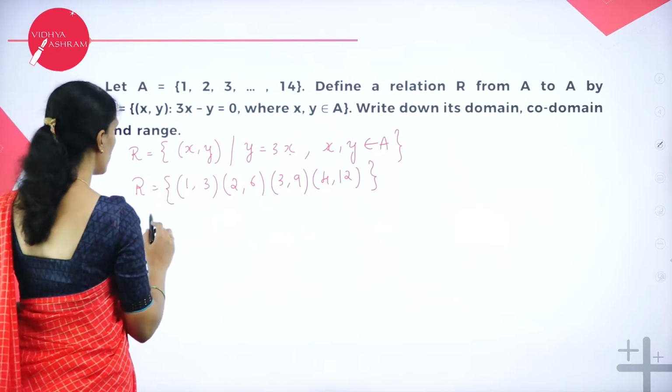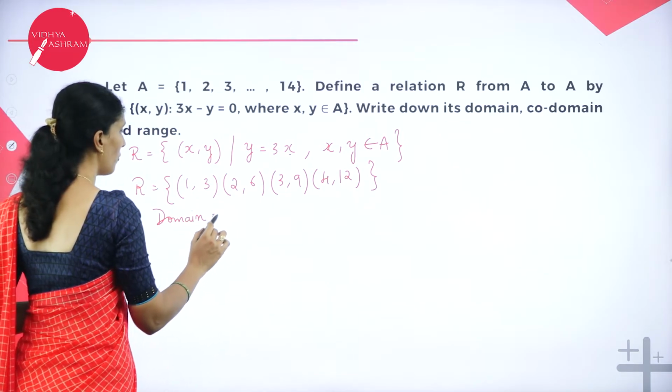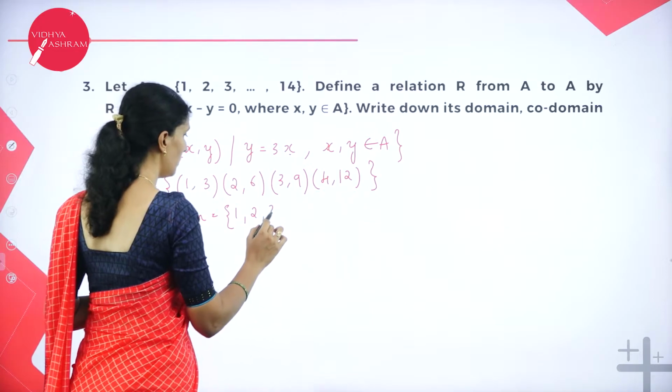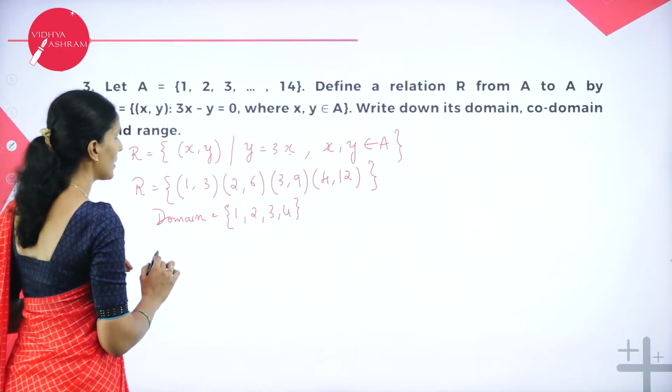Now let me write its domain. So domain is the set of all first elements. What are the first elements? 1, 2, 3, 4. Next, we will write codomain.